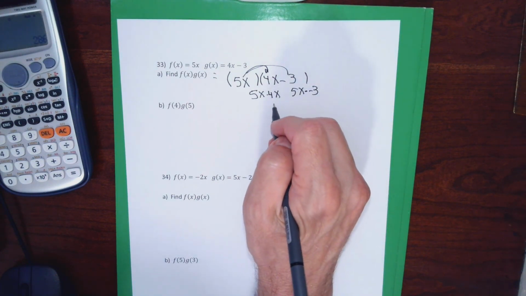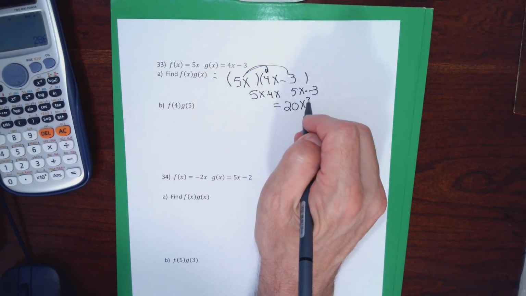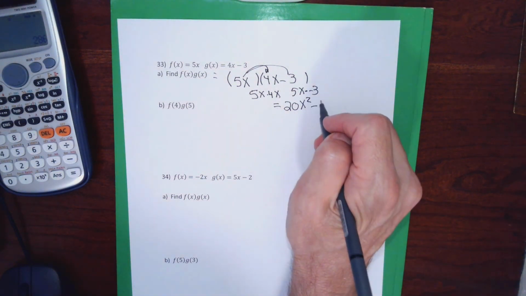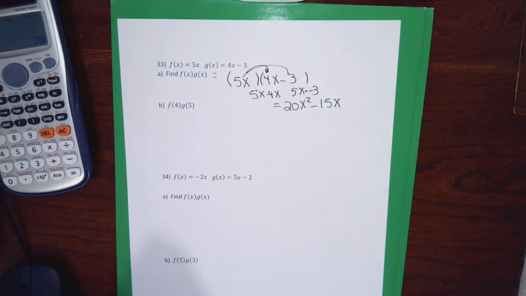5x times 4x, I multiply the 5 and 4 and get 20. I add the exponents on the x's. 5x times minus 3, I get a minus 15 and I leave the x. The answer to 33a is going to be 20x squared minus 15x.